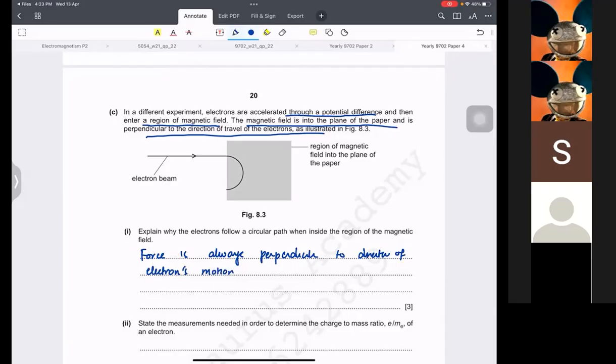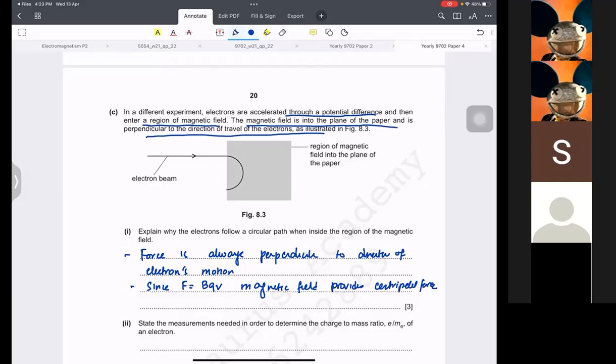Okay, so ये कितने मार्क्स के लिए लिखना है? 3 मार्क्स के लिए. Okay, for 3 marks you got to write since F equals to BQV, magnetic field provides centripetal force, right?